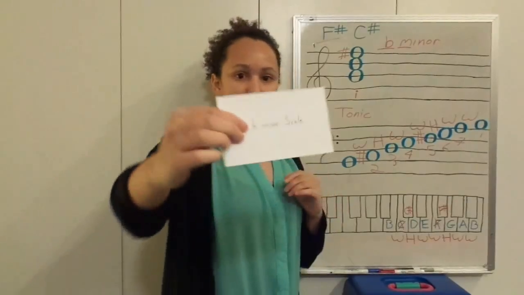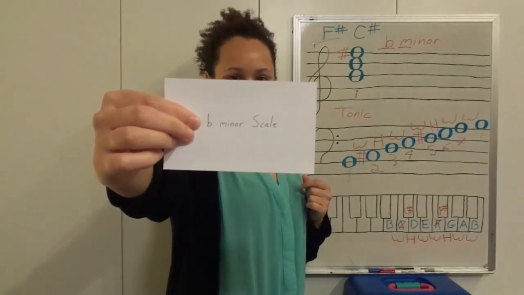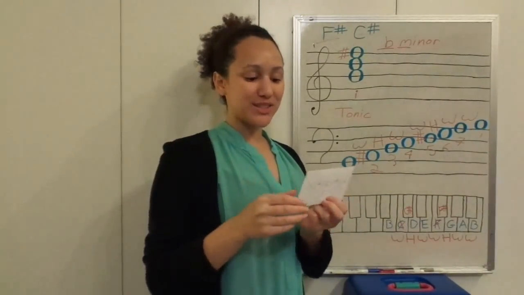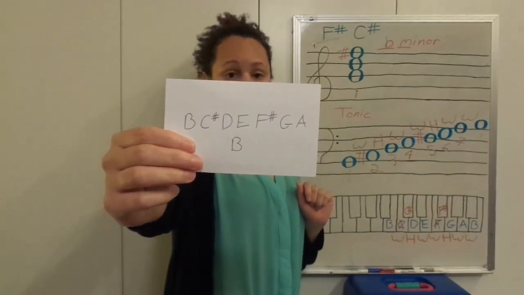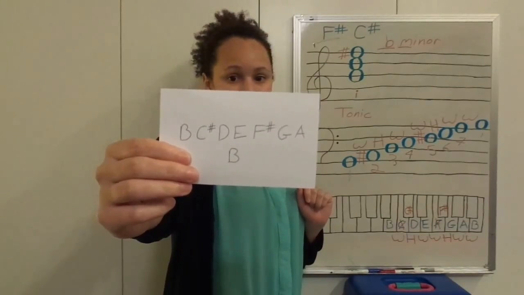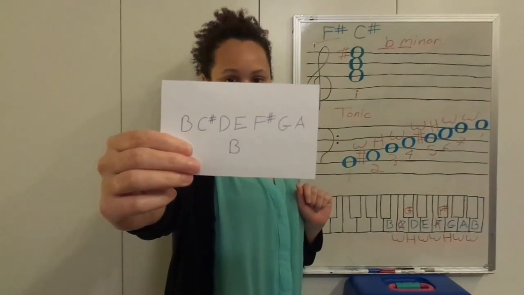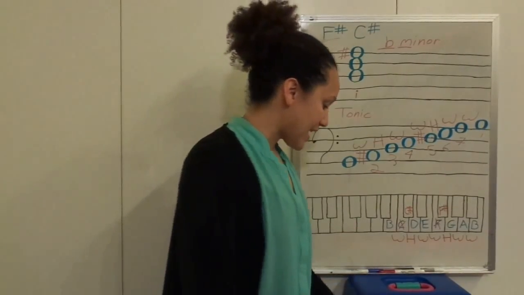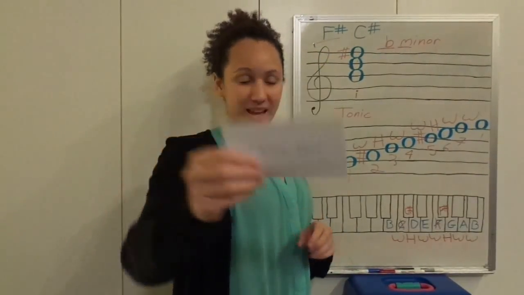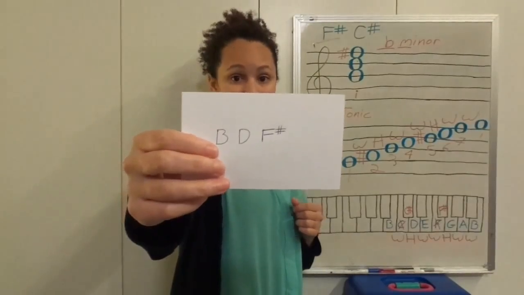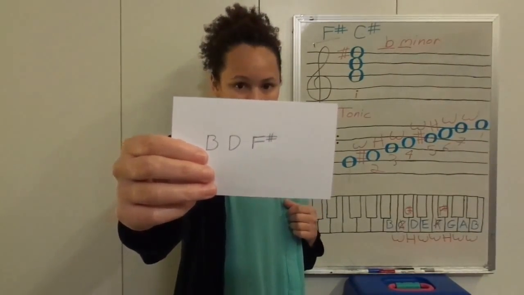Okay, go ahead and take out your flashcards. Go ahead and write on 1, B minor scale. Write out your scale, B, C sharp, D, E, F sharp, G, A, and go ahead and write B again if you like. And then our B minor chord. And then write it out, B, D, and F sharp.